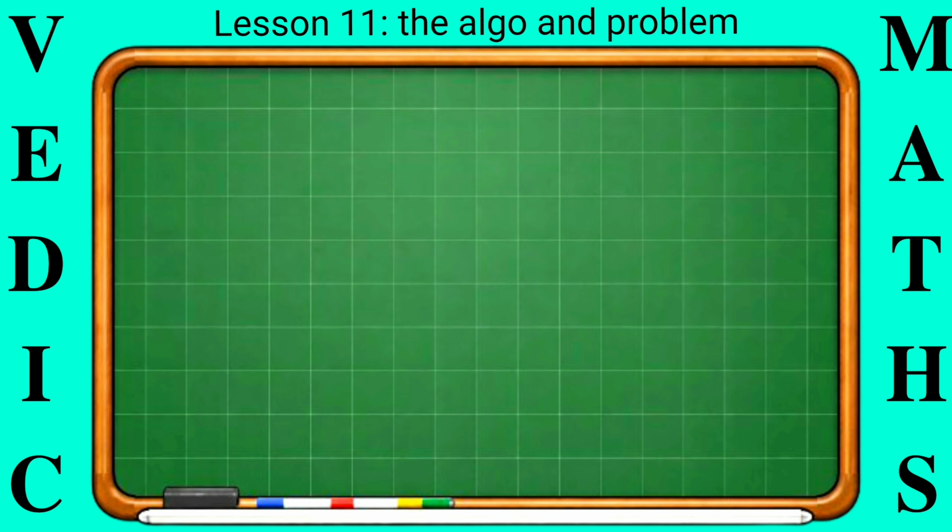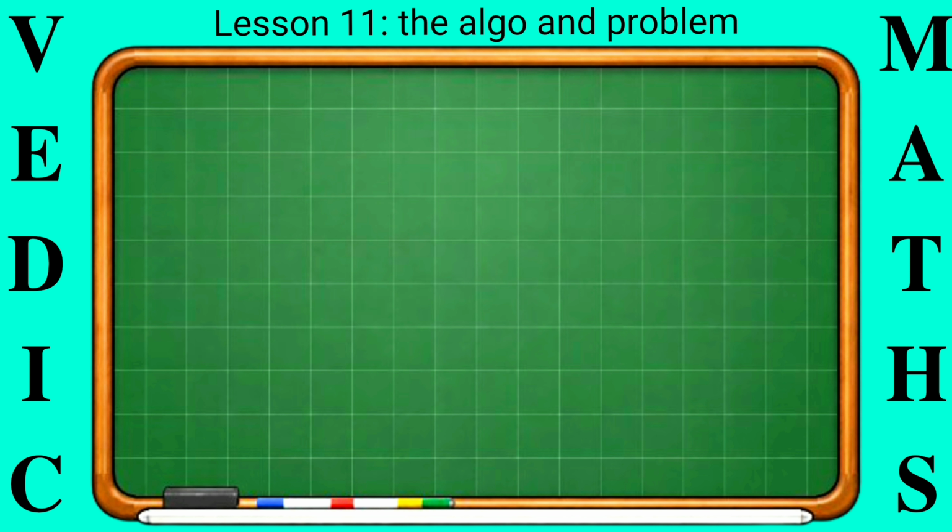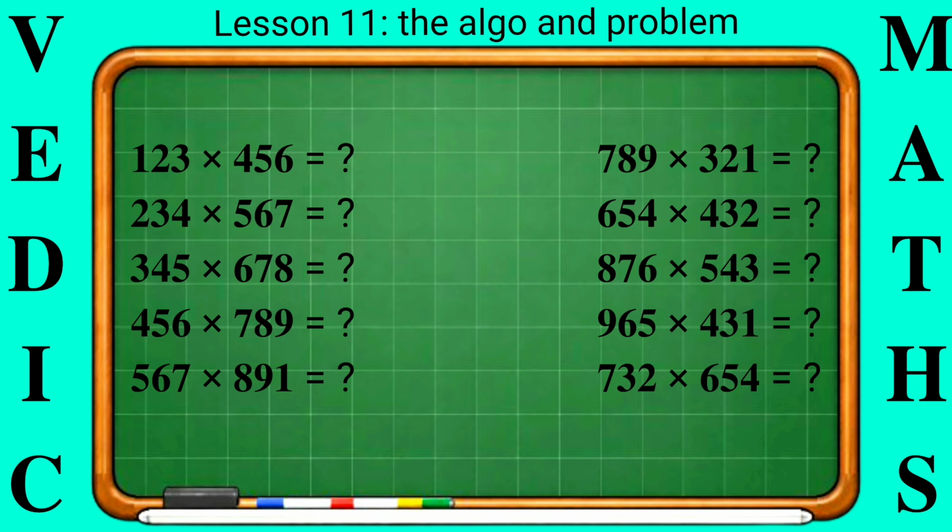So now have you seen them? So those types of patterns they are from the Urdhva Tiryagbhyam, which is the third sutra of the Vedic maths. You can use those patterns. Now I will give you some problems which you have to solve by using those patterns. So now remember, don't miss the next lesson.